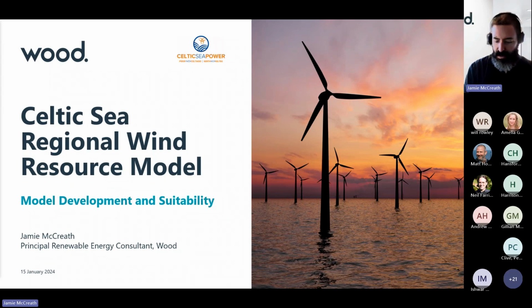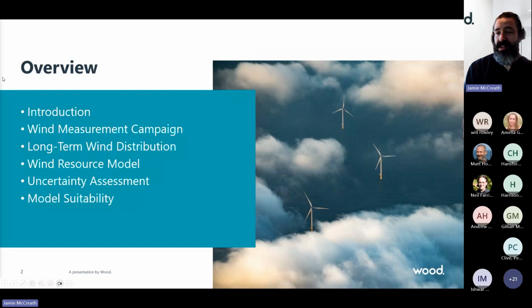So the presentation is basically going to give you an introduction to Wood initially, and also Wood's involvement in the project, what we've been doing up until this point. Then I'm going to give an overview of the measurement campaign that's feeding into our wind resource model. We'll then look at taking that measurement campaign and running a long-term correction on it to derive our long-term wind distributions. And then those wind distributions are what will feed into the wind resource model that we've developed.